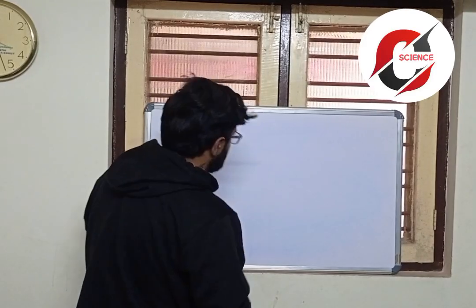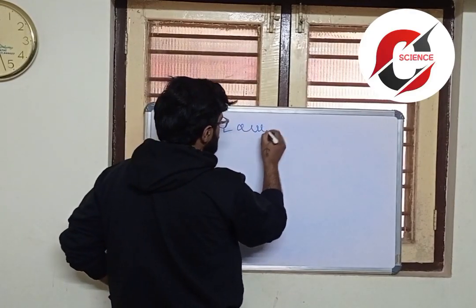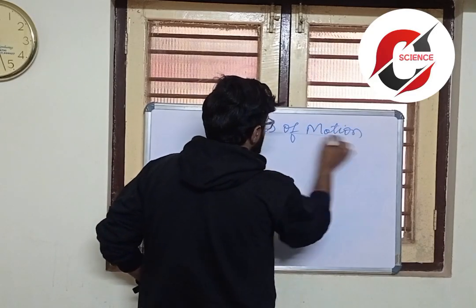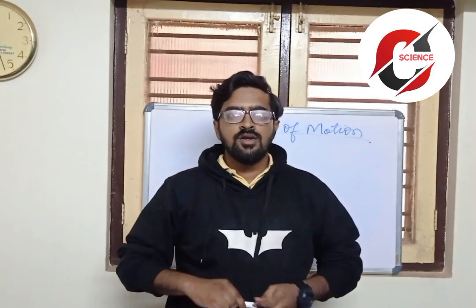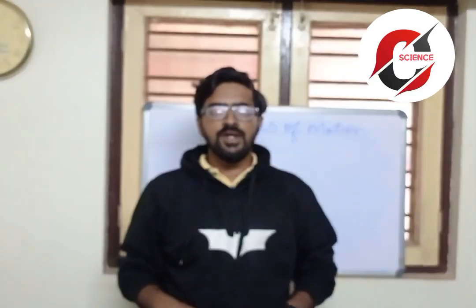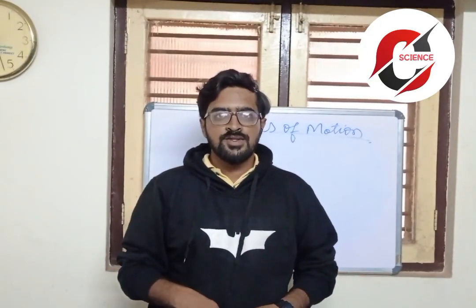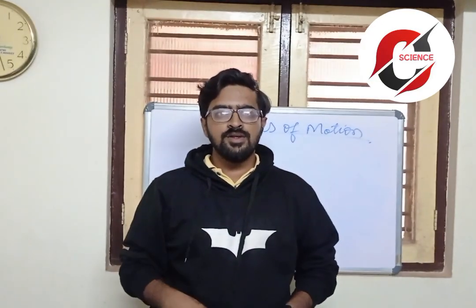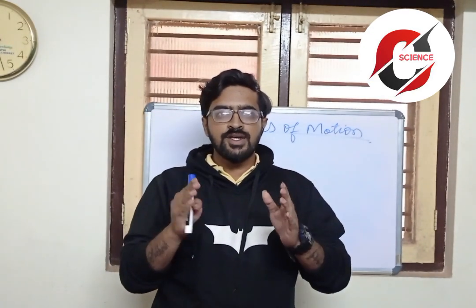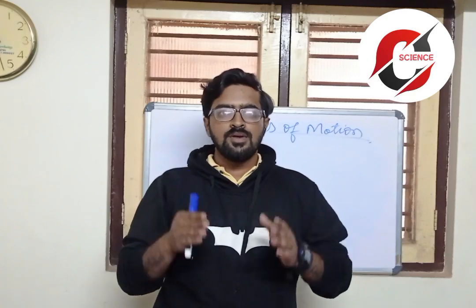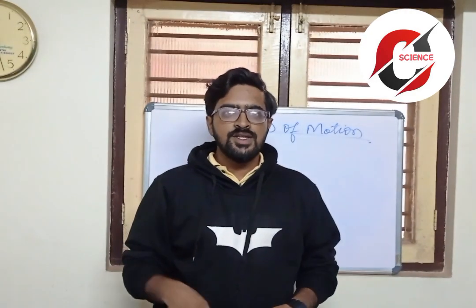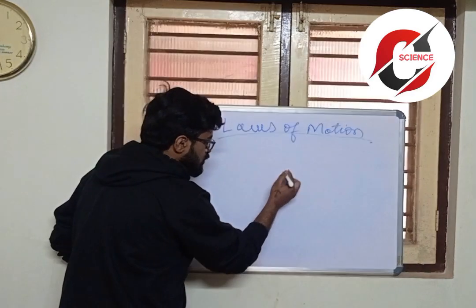In laws of motion, there are some objects which move in a circular path. Just like a watch, you might have seen the arrow move in a circular path. So objects which move in a circular path are called objects in circular motion.